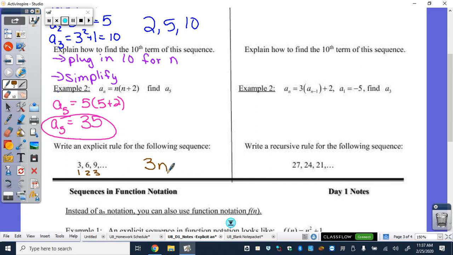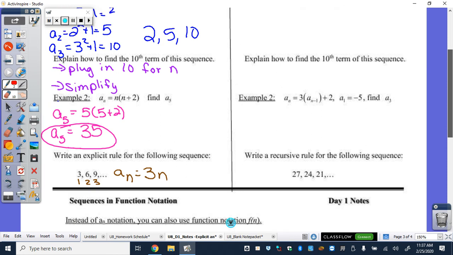Multiplying them by 3. So if I plug in my 1 for my first term, 1 times 3 is 3. If I plug in 2 for my second term, 2 times 3 is 6. Plug in 3 for my third term, 3 times 3 is 9. So when you're writing those explicit rules, you have to think, okay, if I plug in my first number to get my first term, how is that going to happen?